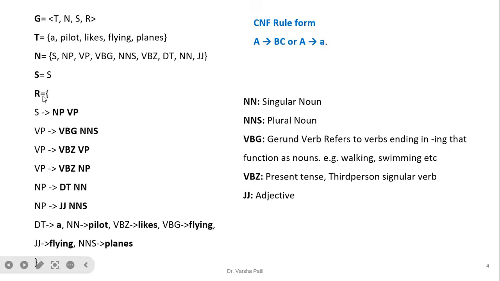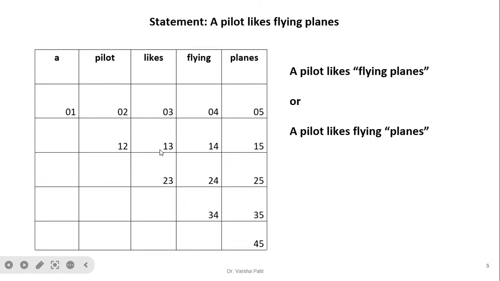This is the start symbol S and the production rules. You can observe that on the right hand side of the production rules, two non-terminals are there, like A gives BC, or it gives only one terminal like this rule. So the grammar is strictly in CNF form. Now we need to parse this sentence using the CYK algorithm.